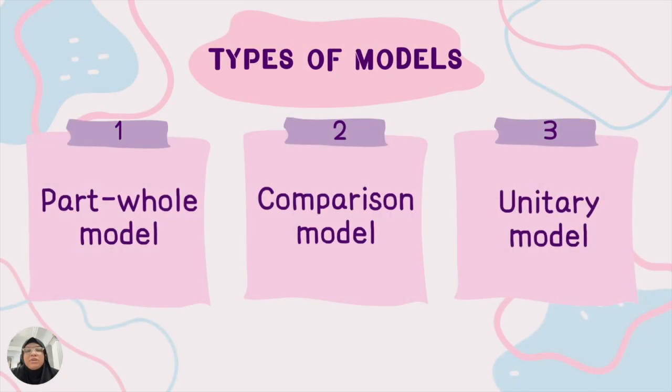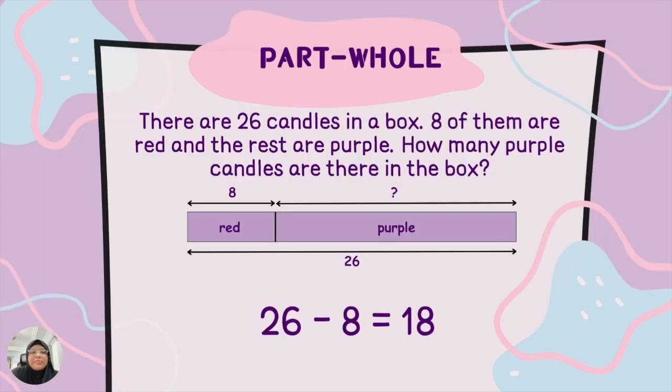Now, moving on to the types of models, today I'll be going through 3 different types of model drawings that are commonly used in lower primary mathematics. The 3 types of model are, first and foremost, the part-whole model, second, the comparison model, and third, the unitary model. I'll be going through the questions, how you draw the models, where the labels should go, and of course solving the question.